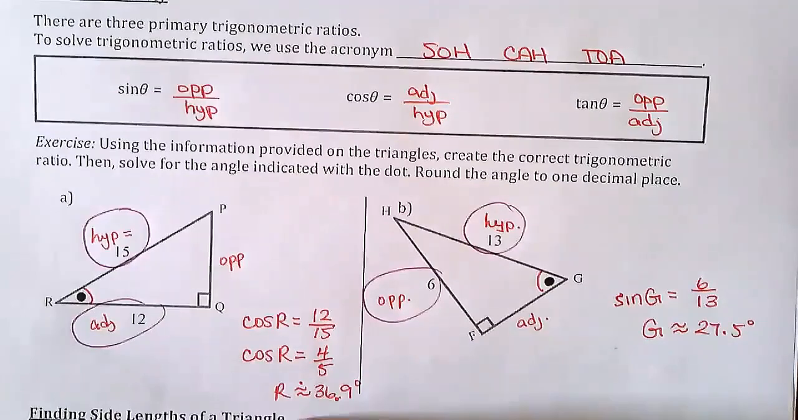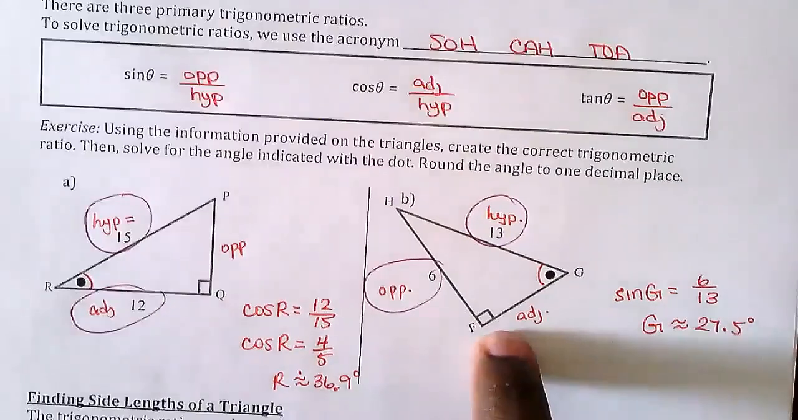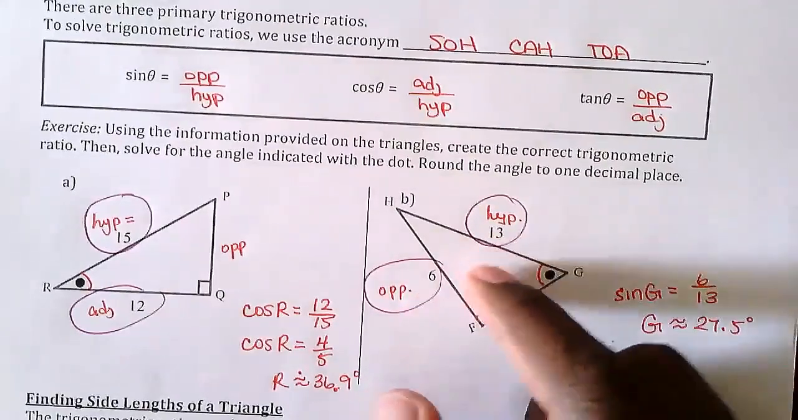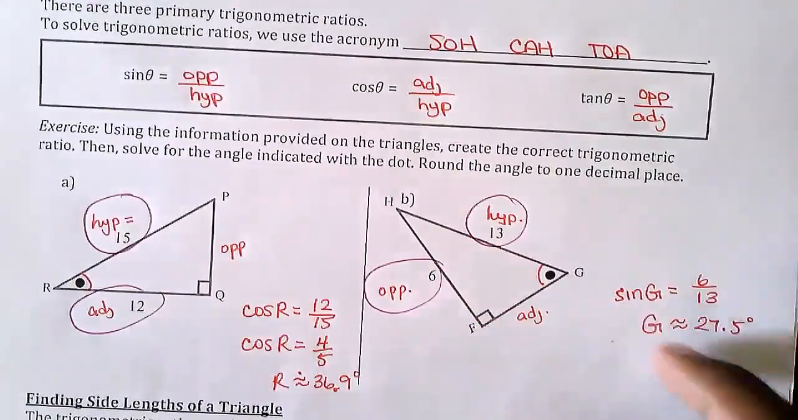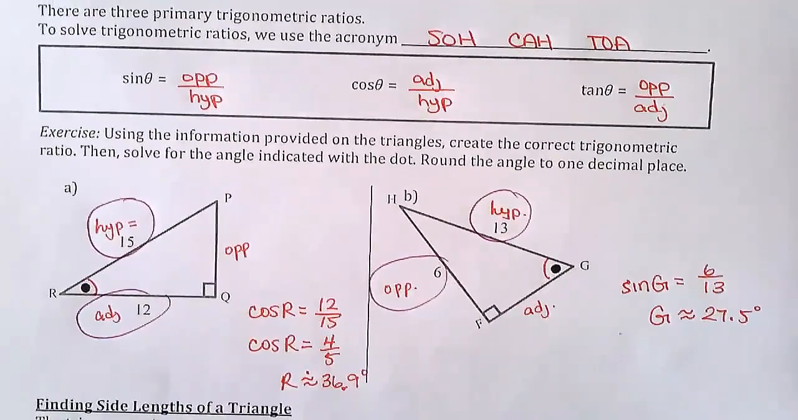And then we solved for the angle using the inverse trig ratios. Same thing here, we noticed that we were given the opposite and the hypotenuse, so we used sine, and then eventually solved for the angle. So this is what we did yesterday.